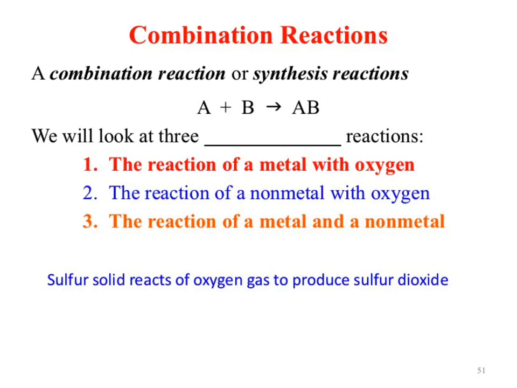Let's start to write out what the sentence says. Sulfur solid, so S, S. Oxygen gas, O2, G. To produce, SO2. Do I have a phase? Did I specify a phase?